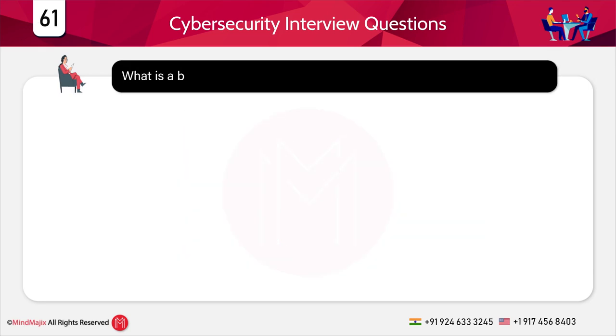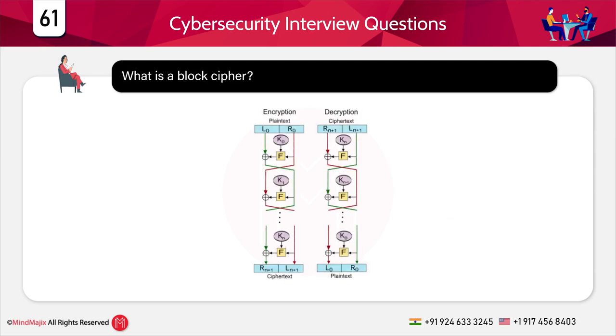Next is, what is a block cipher? A block cipher is a mechanism in which we do not process data one by one. Unlike the stream cipher, we create blocks of data of a fixed length and then we encrypt those blocks.